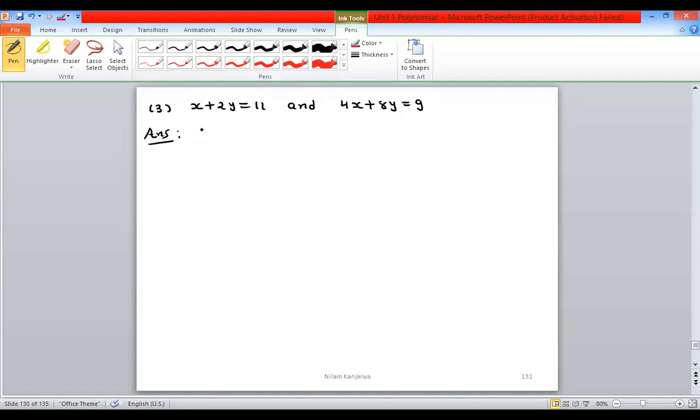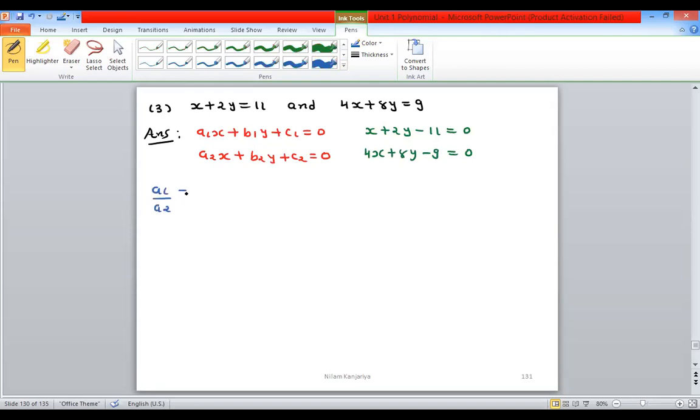Here, this is a1x + b1y + c1 = 0 and a2x + b2y + c2 = 0. Comparing it, this is x + 2y - 11 = 0. Now 4x + 8y - 9 = 0. So first of all, I am finding a1 upon a2. This is 1 by 4.